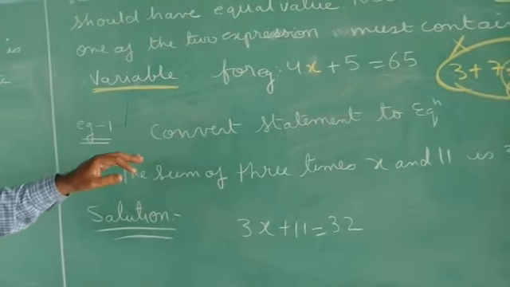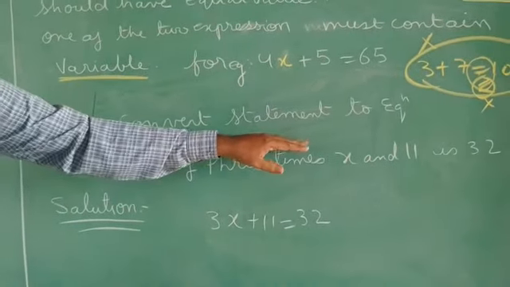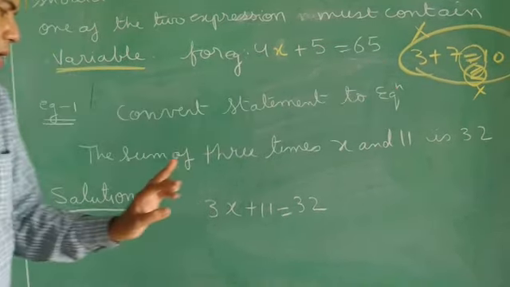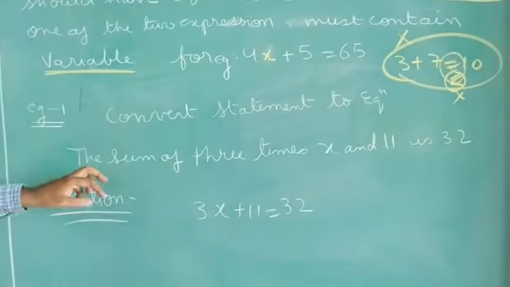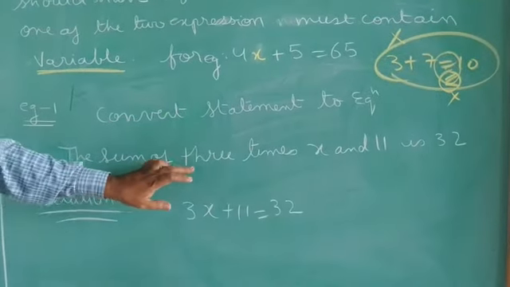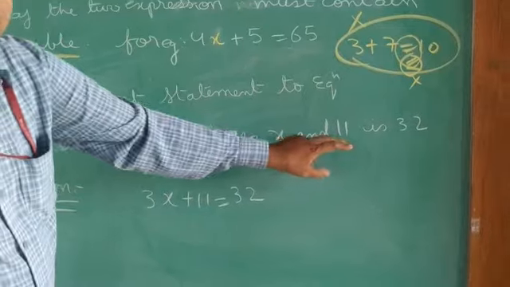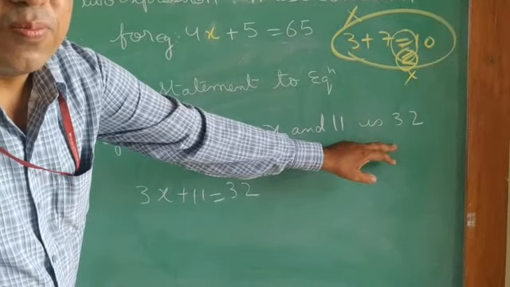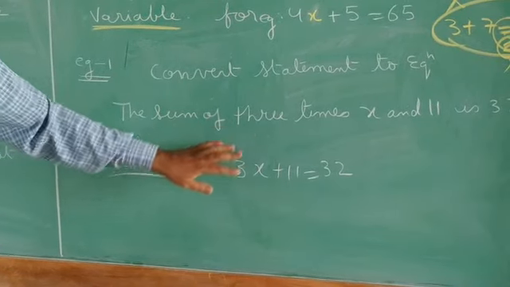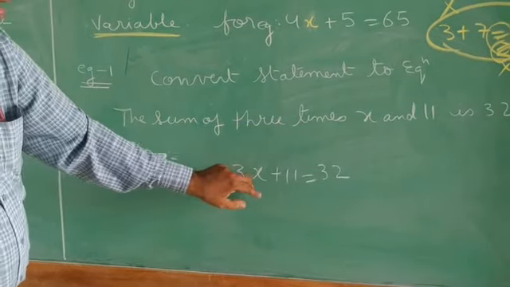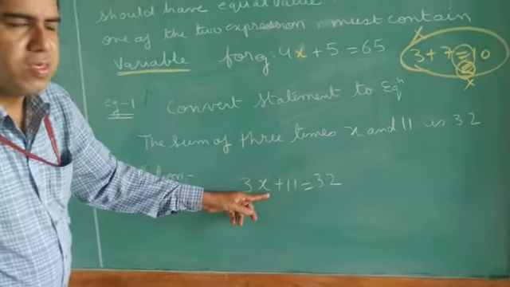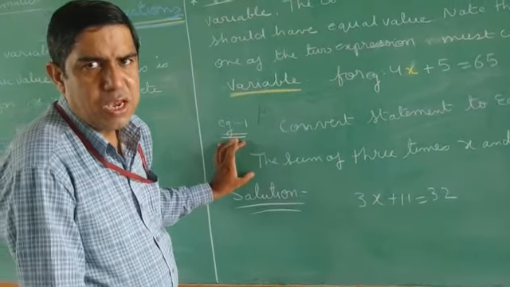Now, convert the statement to an equation. Equation short form I am writing EQn. Now you can see I have to convert this statement to an equation. The sum of 3 times x and 11 is 32. This is the statement. Now, solution. You can see 3 times x means 3x and sum means plus 11 equal to 32. So, it is an equation on the basis of this given statement.